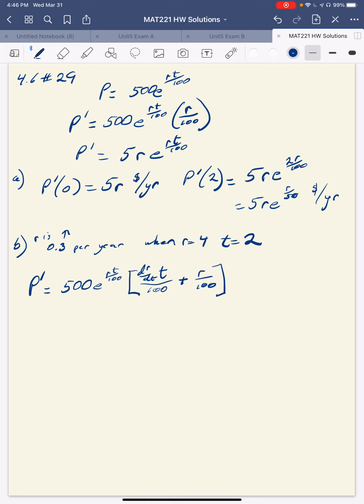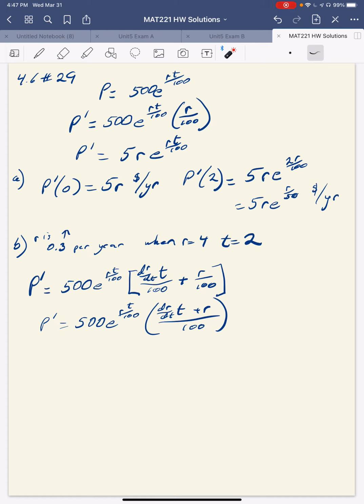Okay, so now we can clean this up just a little bit. So we have the 500 e to the RT over 100 multiplied by dr dt times t plus R, all over 100. Just combined those two fractions into one. And now we have to see, okay, well, we're given some values. We're actually asked for when time is 2 and when R is 4, and we know that R is increasing by 0.3 per year.